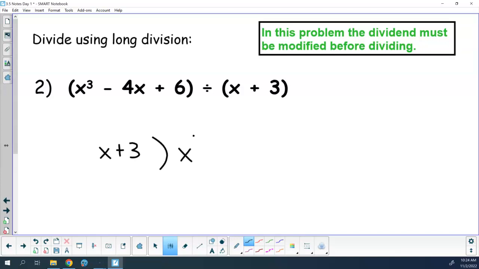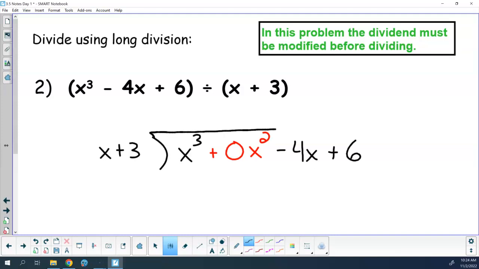What I mean by that is x plus 3 is going to go out here. x cubed plus 0x squared minus 4x plus 6 has to go inside, because I've got to have that x squared column. If I'm going to be organizing my work, I need to have that x squared column.